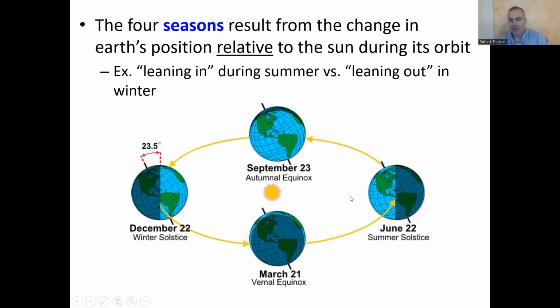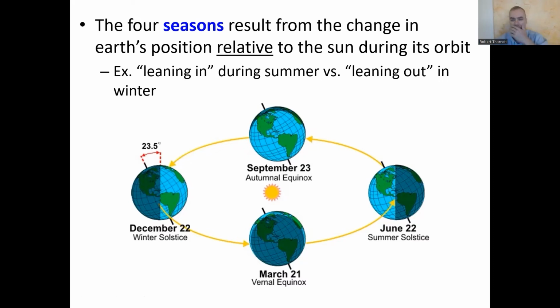These dates on here are not specific. They are for a particular year. It shifts a little bit depending on the year, so these are not always the same dates. It changes a bit. We can see that during the summer, our axis is leaning in toward the sun.